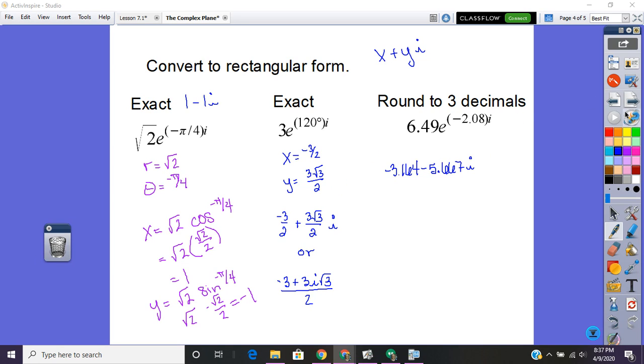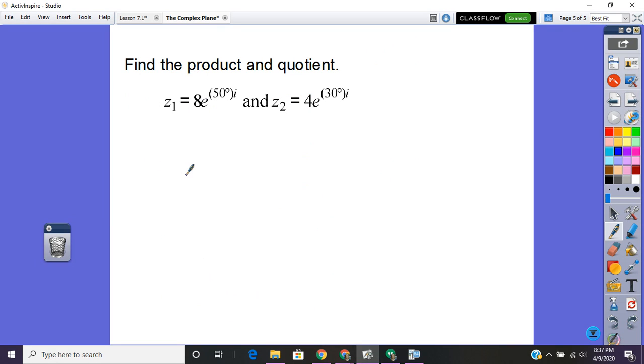All right, and the last thing we're going to do is find a product and quotient. This is a fancy way of using our properties of exponents again. And by product, I mean we're going to do what is z1 times z2. So what is 8e to the 50 degrees i times 4e to the 30 degrees i?